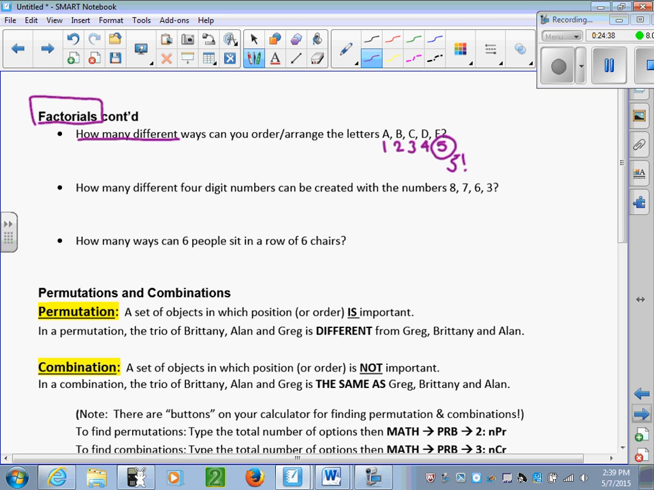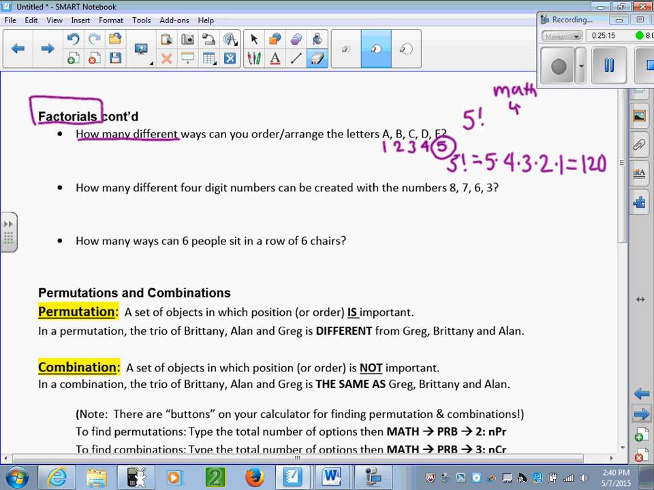Okay, now, again, just doing it by hand would be 5 times 4 times 3 times 2 times 1, and that equals 120. However, again, you can just type in 5 factorial in your calculator by going to Math, going to your probability menu, write it down, then we'll go through it.